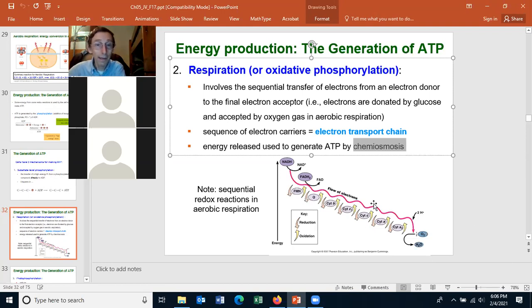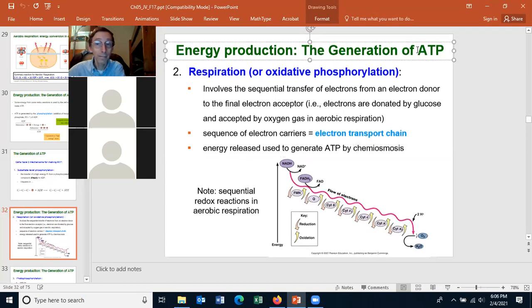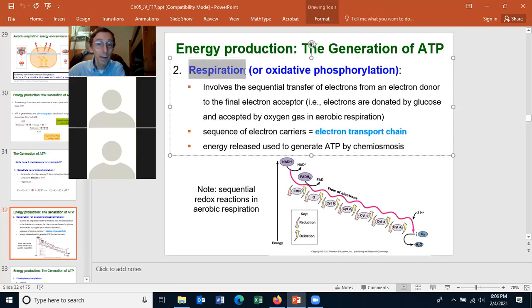This is just the summary, and the important part here is that respiration is one of three ways that cells have for generating ATP. Note that I'm calling it respiration, not aerobic respiration, because there are other forms of respiration. We'll talk about aerobic respiration, and then later in this lesson we'll talk about anaerobic respiration.